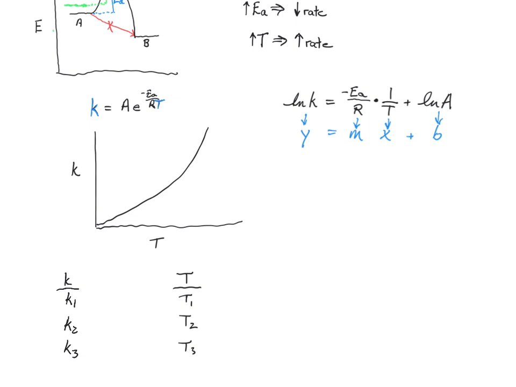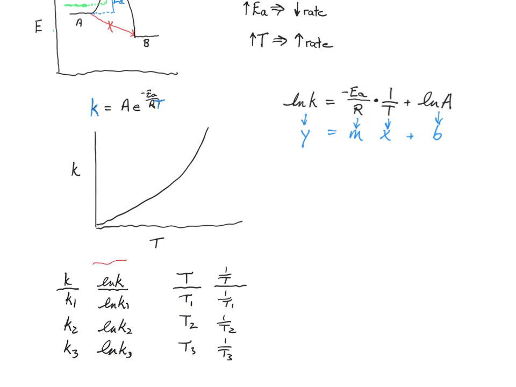Now, in order for us to get into this linearized form, we're going to have to take the natural log of our rate constant. So that means for each one of these data points, we're going to calculate the natural log of each one of those rate constants. And then we're going to take those temperature values and take the inverse of them, again remembering to be in Kelvin, not in degrees Celsius. So it'll be 1 over T1, 1 over T2, and 1 over T3.